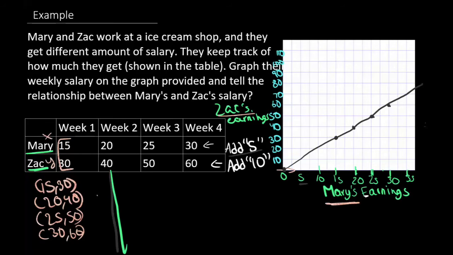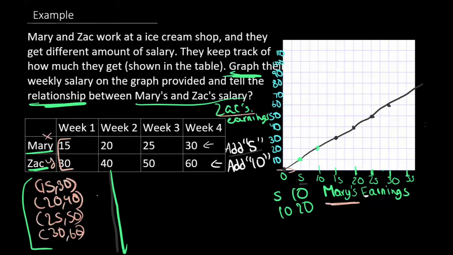Now the next part of the question is finding the relationship between Mary's and Zach's salary. All we have to do is find the coordinates, or the ordered pairs. I see that there's 5 comma 10, and there's 10 comma 20. We can use these, or we can use other numbers on the graph that are on the line. Now let's find a relationship between these x and y values. I see that 5 times 2 is 10 and 10 times 2 is 20, and maybe that is our pattern, maybe that's our rule.